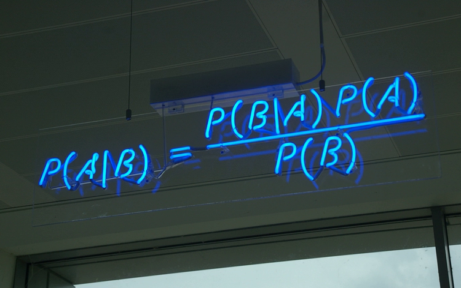Adding these two formulas, we deduce that 1 equals C times P(B | A) P(A) plus P(B | not-A) P(not-A), or C equals 1 over P(B | A) P(A) plus P(B | not-A) P(not-A), which equals 1 over P(B).